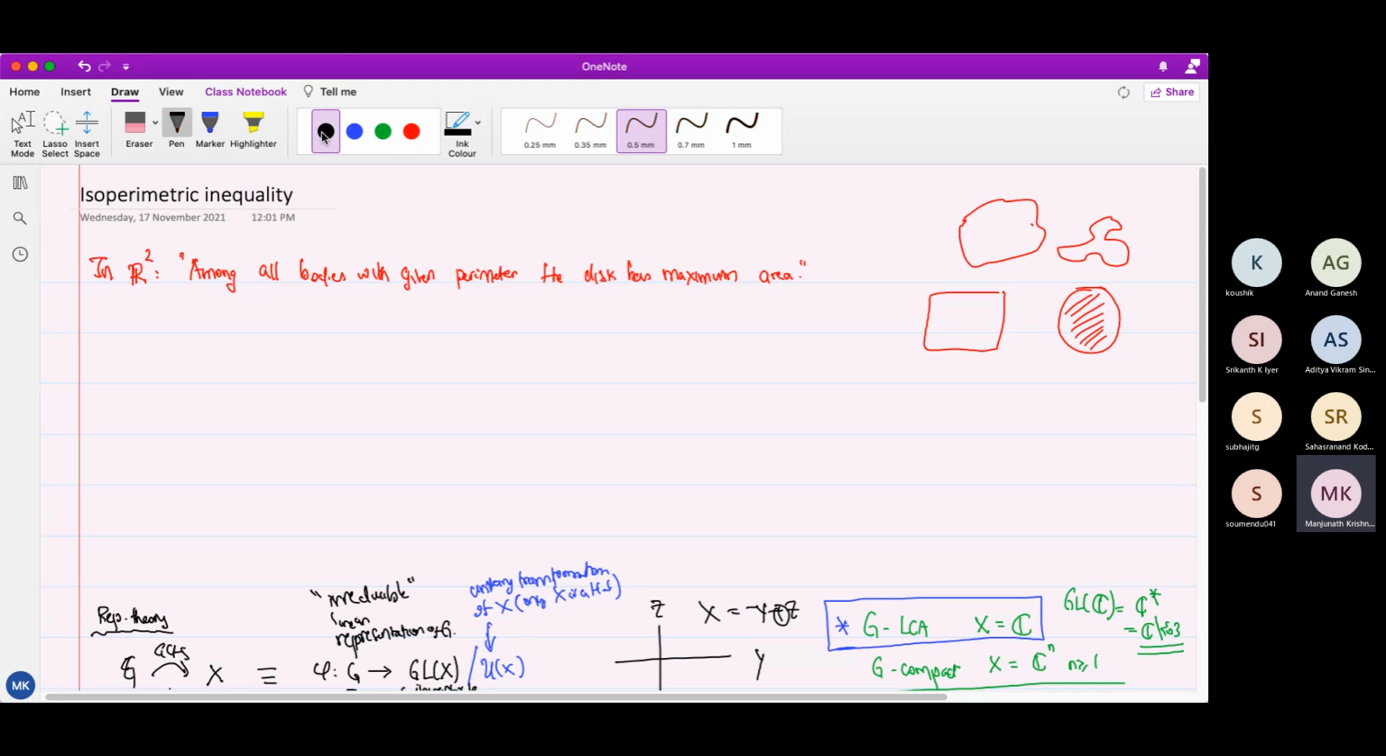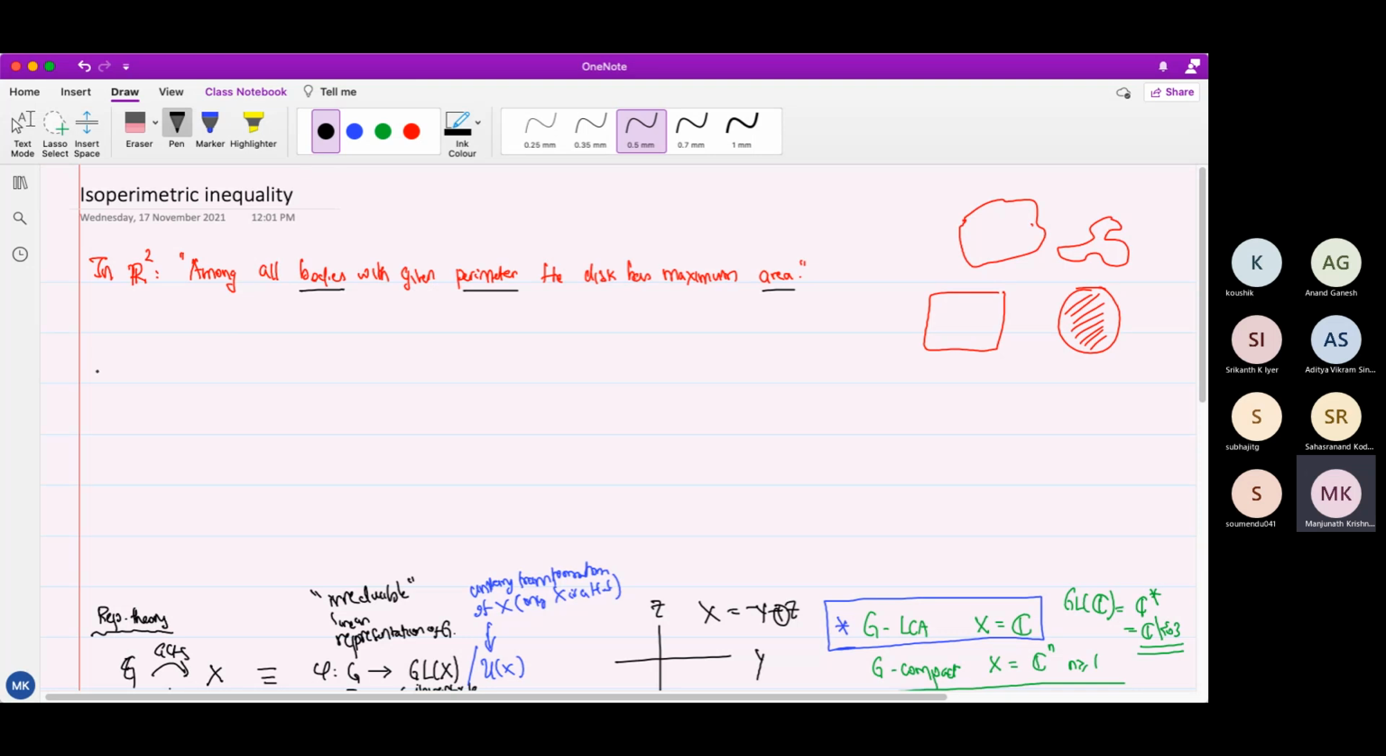But when you try to prove it, of course, a lot of things have to be made sense of. So what is a body? What is perimeter? What is area? And is it unique? So all these questions crop up. So we will just do a kind of limited situation.